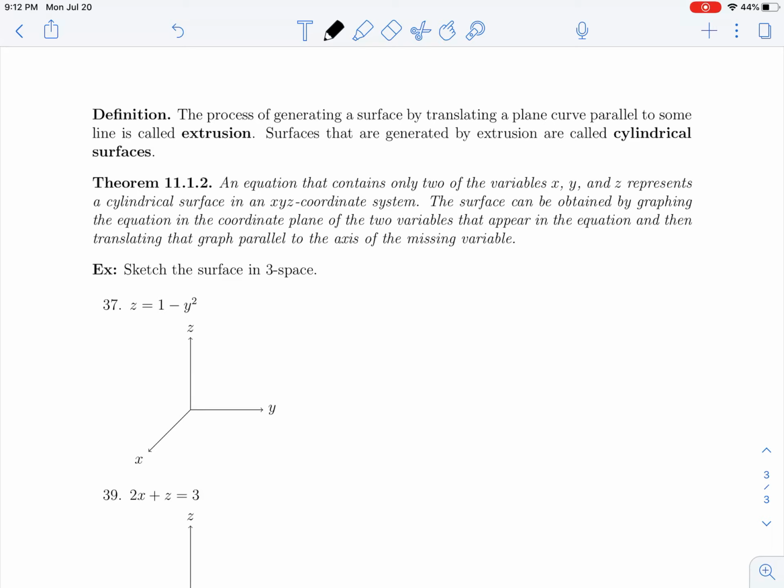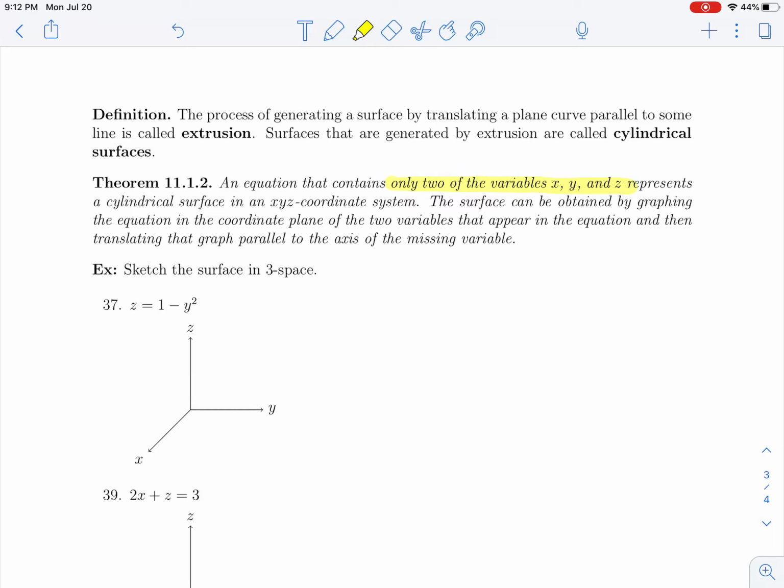So we're going to get to that in our next examples, but first, this last theorem, 11.1.2, says an equation that contains only two of the variables x, y, and z represents a cylindrical surface in an x, y, z coordinate system. So notice only two of the variables. That means one of those three variables is missing. The surface can be obtained by graphing the equation in the coordinate plane of the two variables that appear in the equation and then translating that graph parallel to the axis of the missing variable.